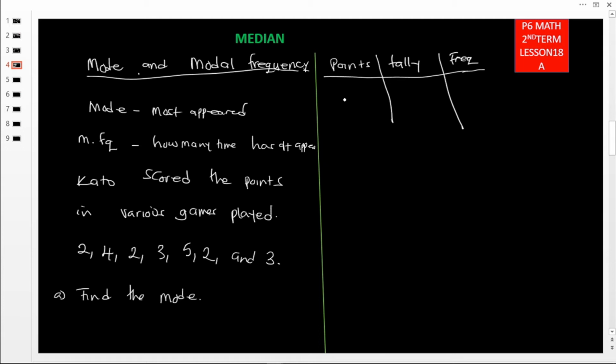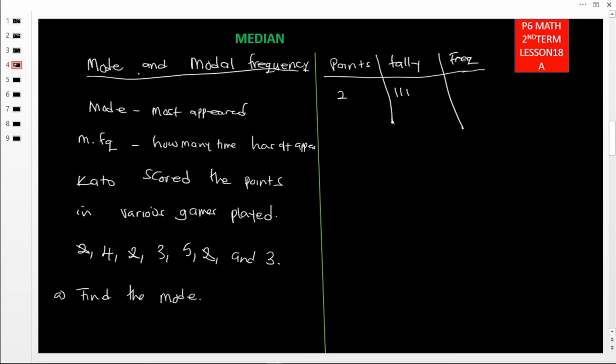Now we are going to start with the 2. How many 2's were there? We are going to start tallying the 2's. This is 1, you put a tally here, then we tally this one, then we bring it here, then we tally this one. So how many tallies are there? There are 3 2's there, right?